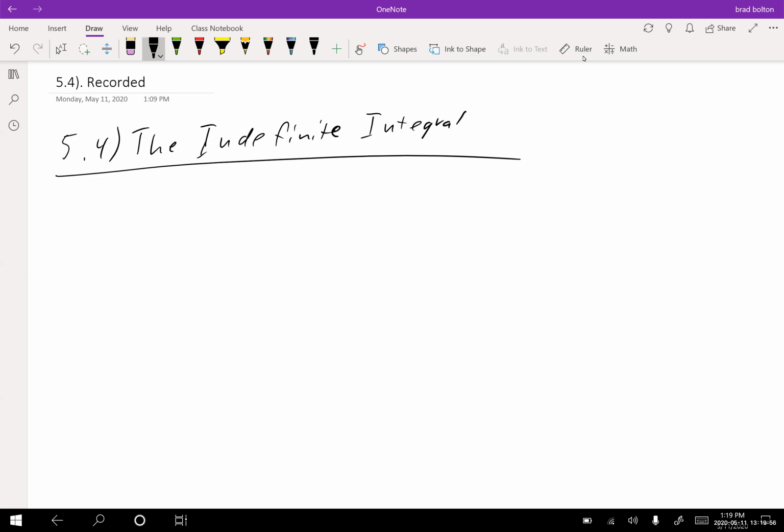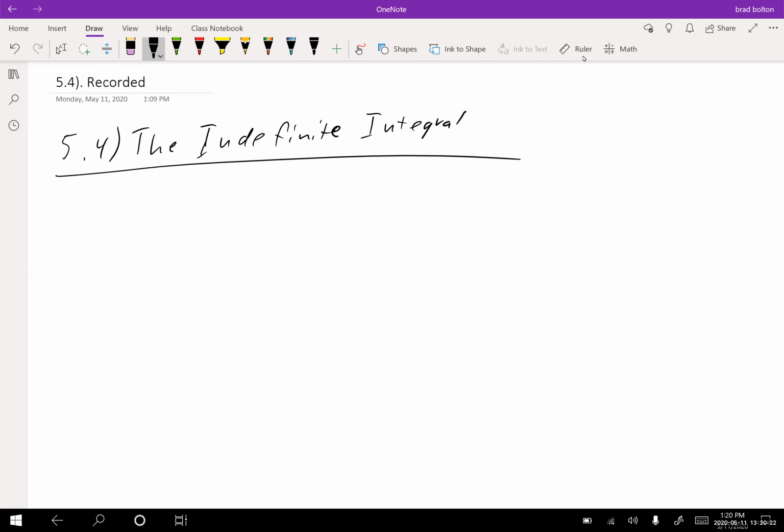So the indefinite integral is basically something that you already know how to do. In the previous sections, you learned how to do the definite integral, which had limits of integration and found area under the curve. The indefinite integral is just a new type of notation that deals with the antiderivative, and strictly the antiderivative, and it does not have a lower or upper limit of integration.